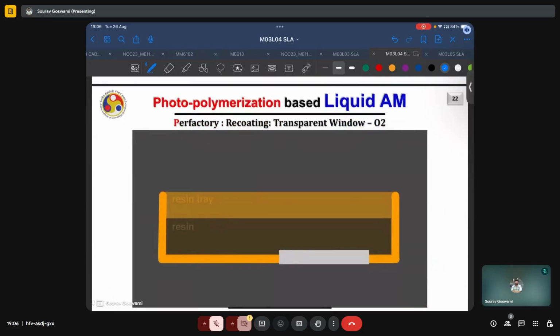As I mentioned, to allow the resin material to interact with the floodlight of UV coming from the bottom, the window or the surface at the bottom of this resin tray must allow this interaction. It can happen in a couple of ways. First is that the transparent window can allow the infusion of oxygen. So typically, this window material is actually silicone, and this allows the infusion of O2.